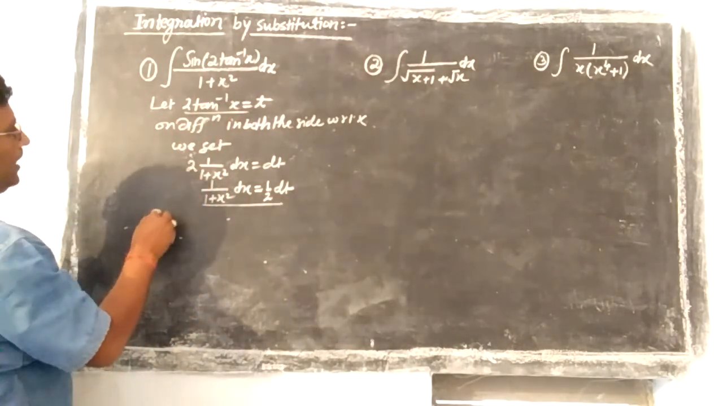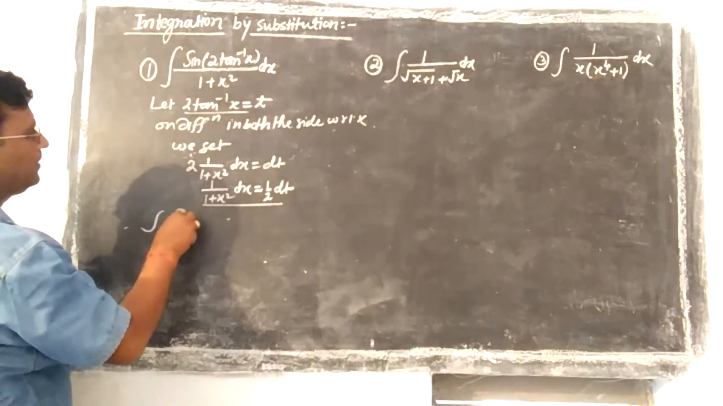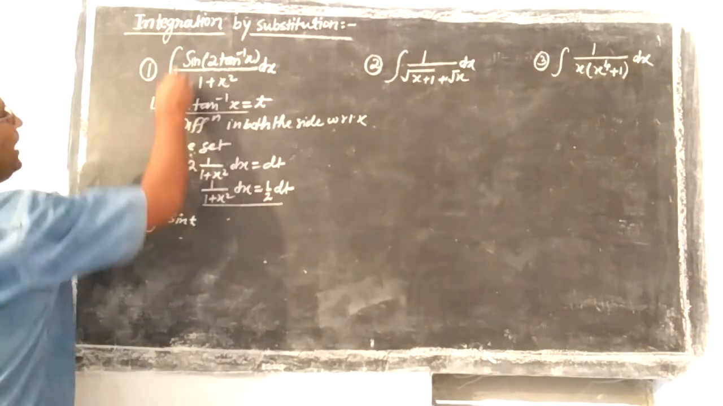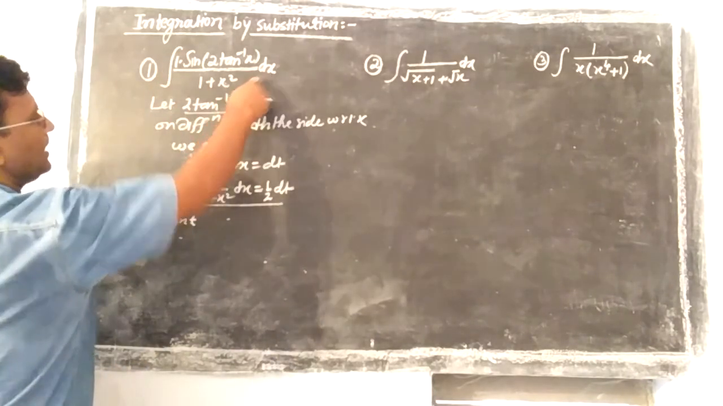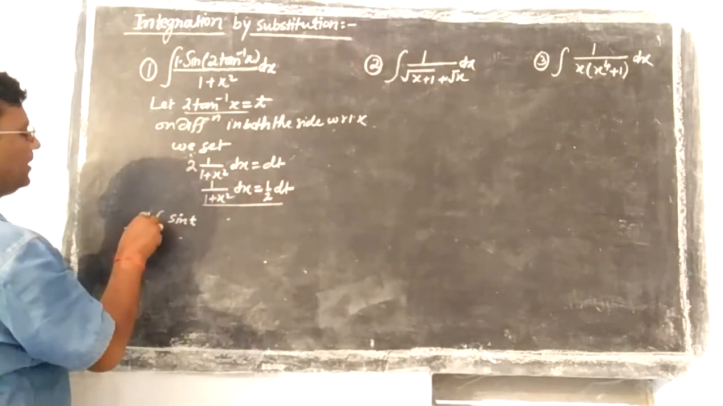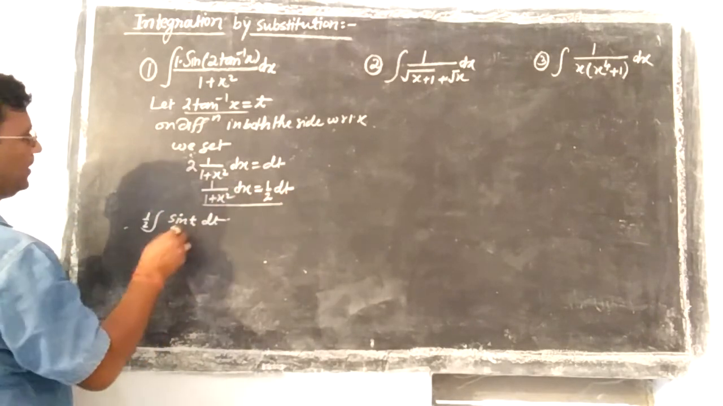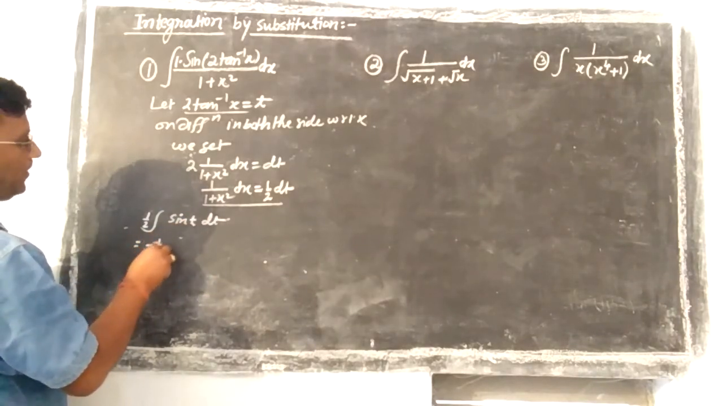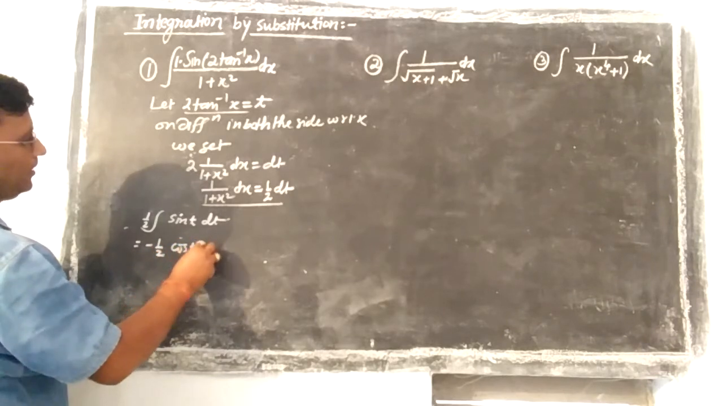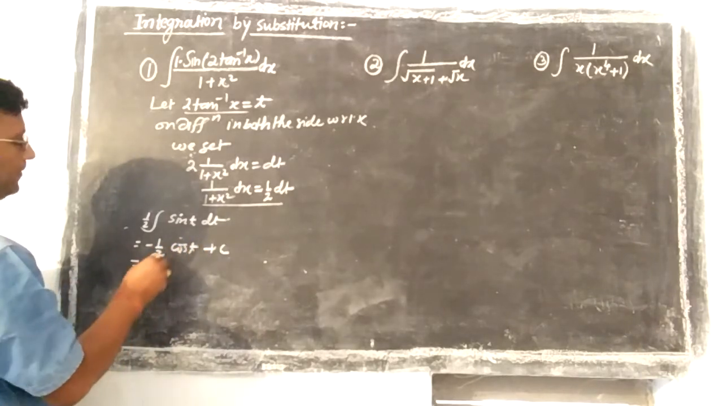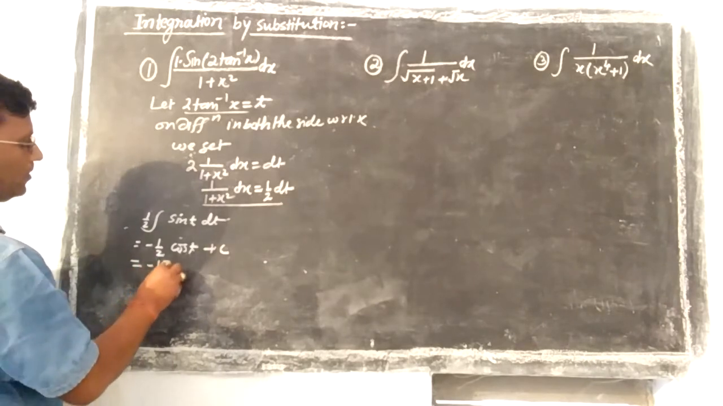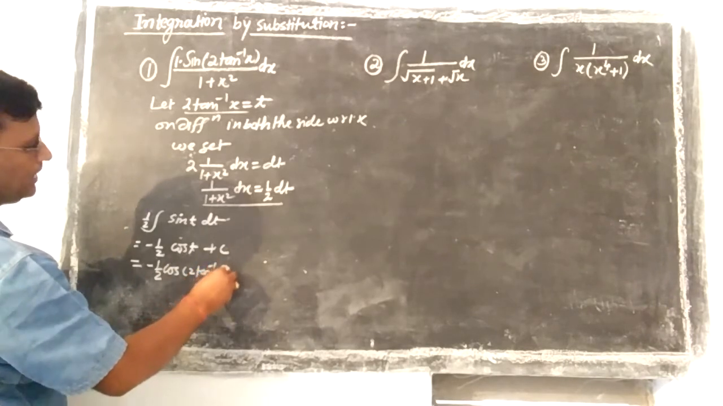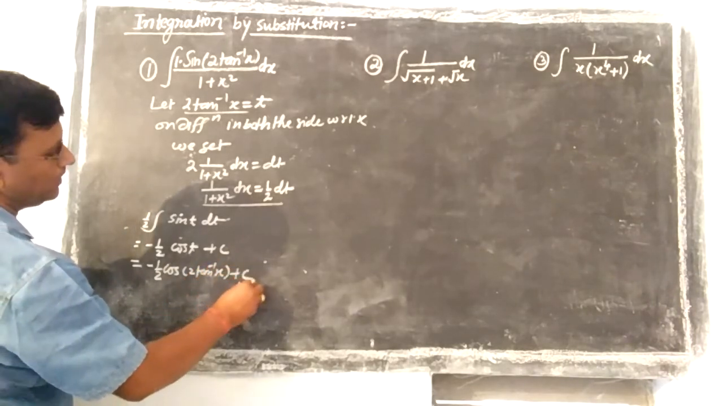The question will be transformed like integral of sin(2 tan inverse x) times 1/(1 plus x square) dx, which is sin t times half dt. It will be integration of sin t is equal to minus cos t. This will be minus 1/2 cos t plus c. Now we put the value of t. It will be minus 1/2 cos(2 tan inverse x) plus c. It will be your answer.